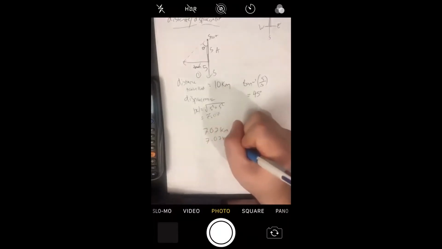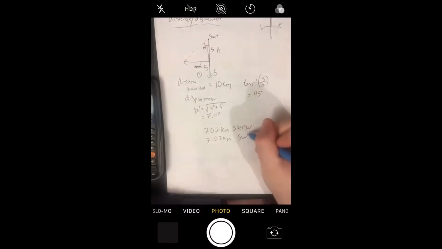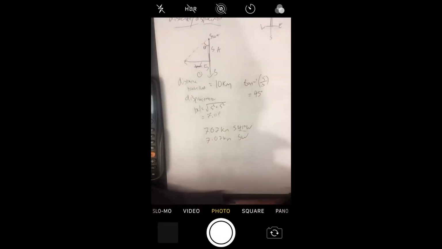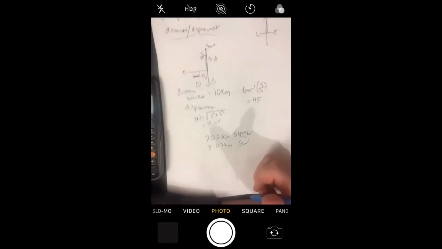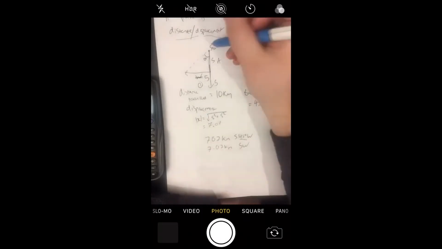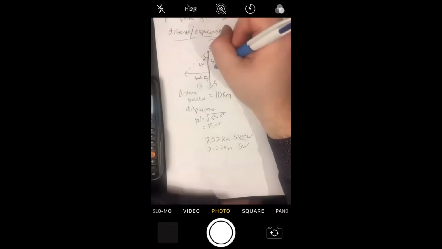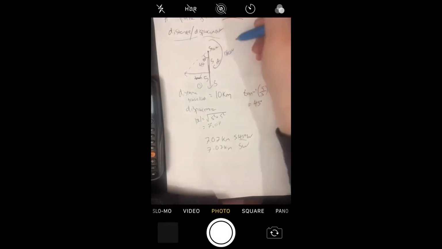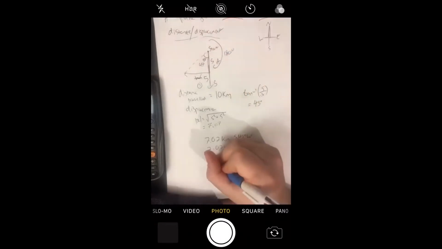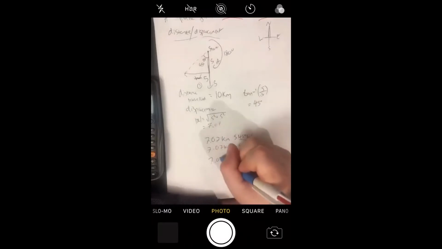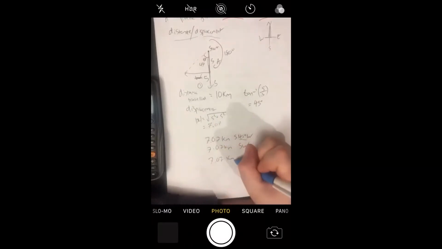Or you could do this. You could say, if this is 45 degrees and this is 180 degrees, 7.07 kilometers at 225 degrees true. The true bearing is the angle from north. So you've got to add 180 plus 45.